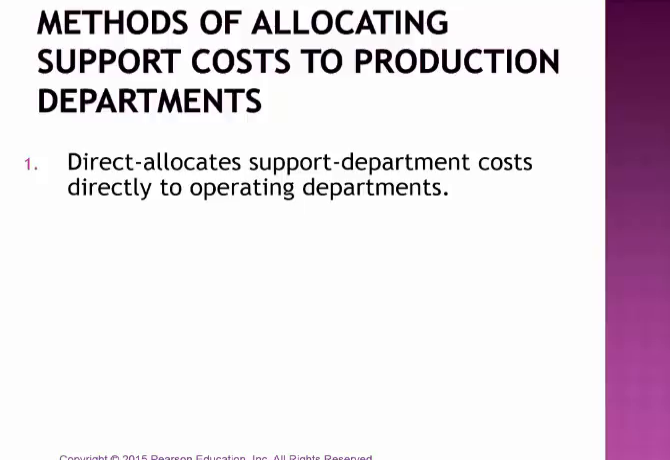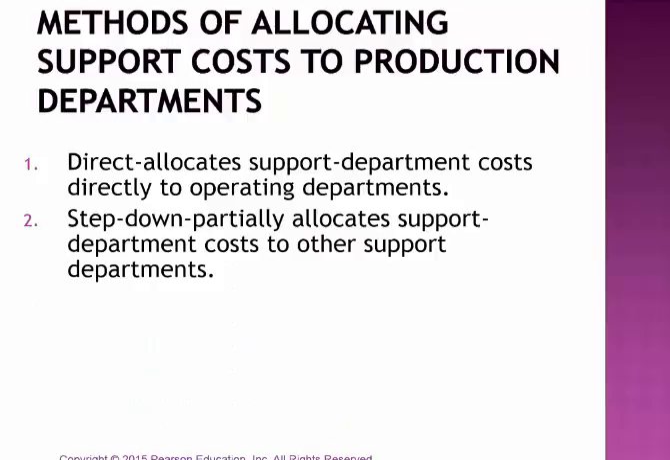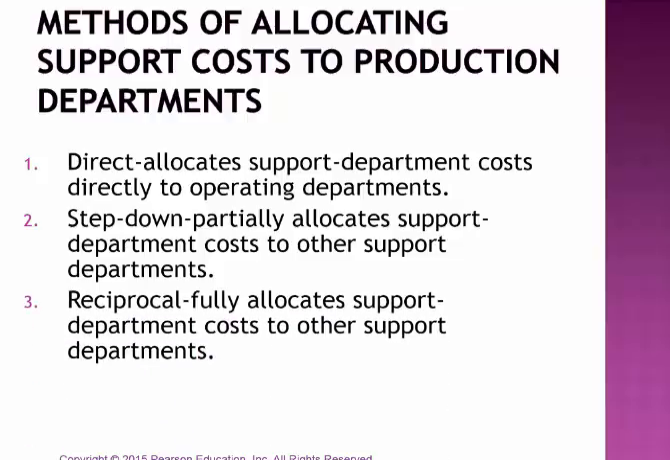Okay, so we're going to go direct allocation straight to the operating department, skipping that reciprocal between support department allocation. Fairly easy, cut and dry. The second one is called the step down method, and it partially allocates support department cost to the other support departments. And then lastly, we've got one called the reciprocal method, and it fully allocates support department cost to other support departments. All right, I'm going to do each one of these in a video by itself. That way, if you need to go back and look at them individually, you can get to them quickly without having to fast forward or whatever.